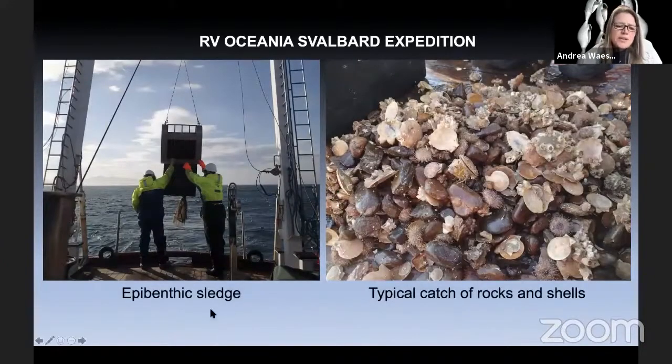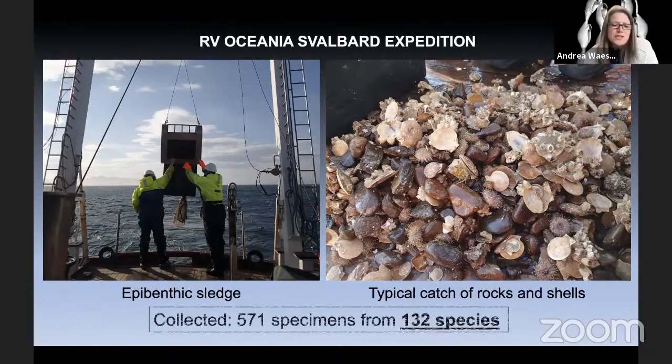The equipment that we used was an epibenthic sledge, and this would be a typical catch. So it would be small rocks and shells encrusted by bryozoan colonies, which we would then identify under a stereo microscope, scrape off and preserve. A bit time consuming, but all worth the effort. So we collected 571 specimens from an astonishing 132 species of bryozoans. So I was really, really pleased with that.